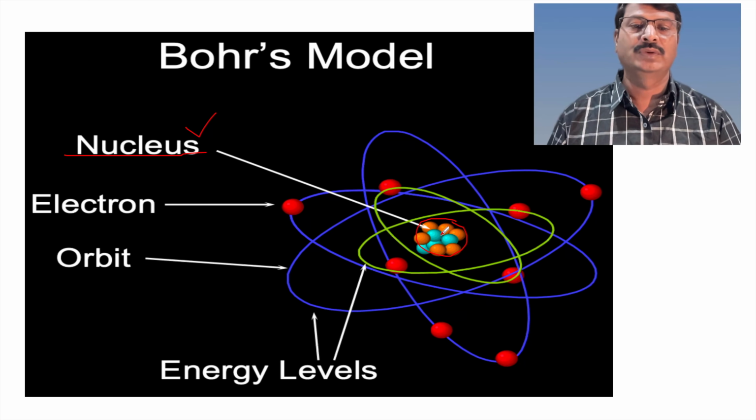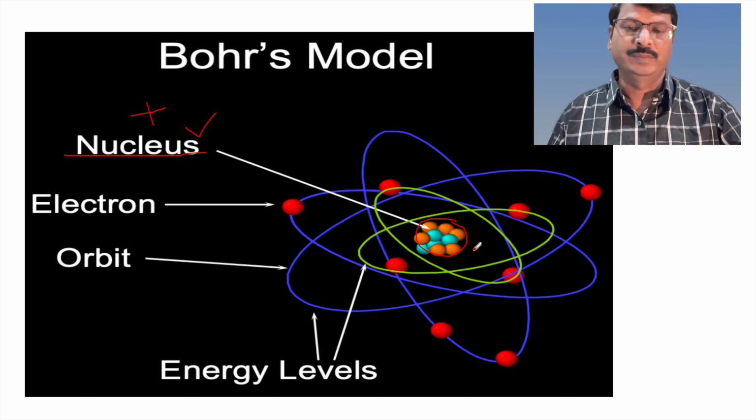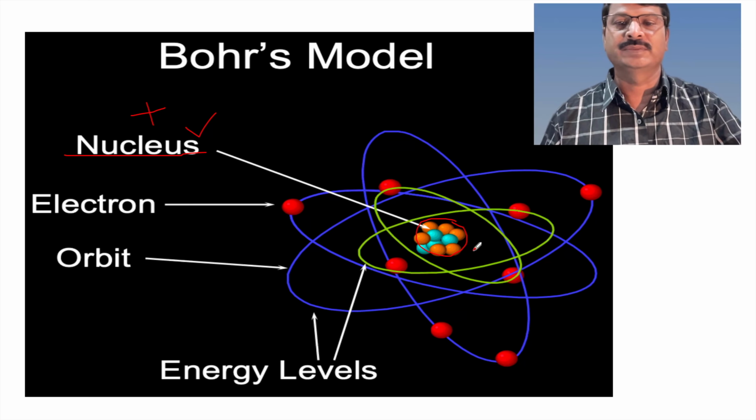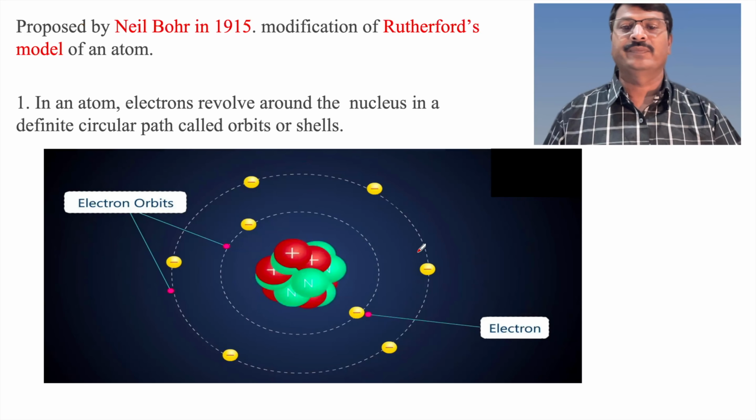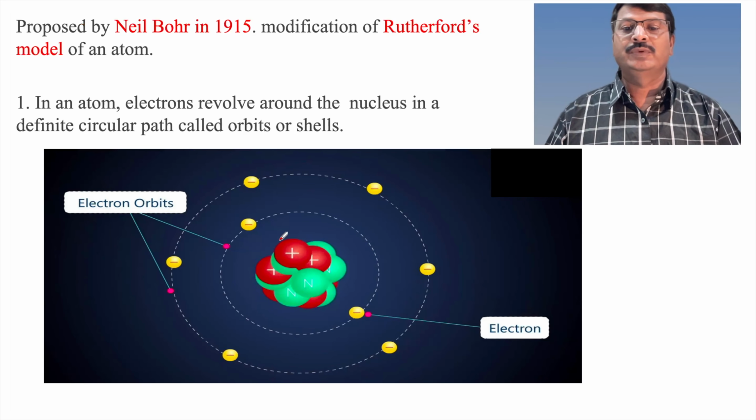All the protons and neutrons present at the center are called a nucleus. The nucleus has a positive charge, and electrons revolve around the nucleus in certain orbits. This is the basic concept. Next, let us come to the first postulate of the Bohr theory. According to the Bohr theory, electrons are revolving around the nucleus in certain orbits.